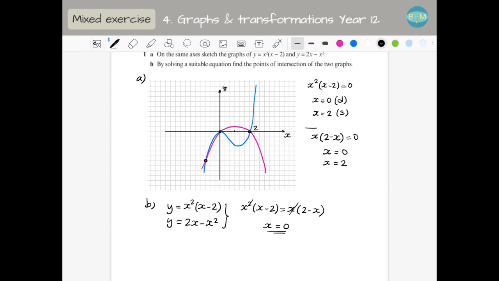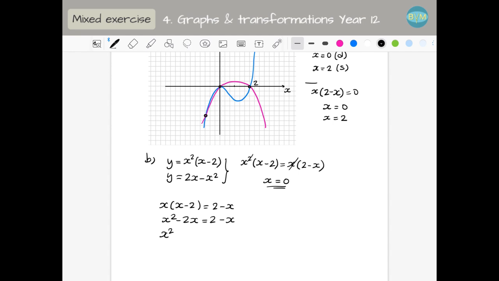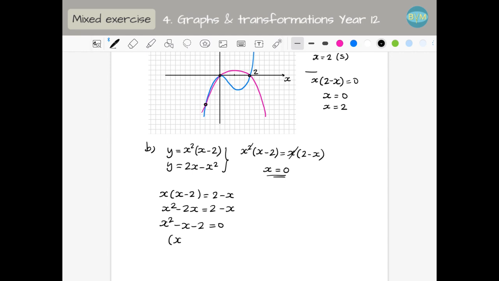Then I will have x multiplying x minus 2 equal to 2 minus x. I'm going to expand the left-hand side, so I have x squared minus 2x equals 2 minus x. And then I'm going to reorganize, so x squared minus x minus 2 equals 0. And when I factorize, I have x minus 2, x plus 1 equal to 0, which means one solution is minus 1 and one solution is 2. So we have found 3 solutions: the 0, the 2, and this point is going to be minus 1.